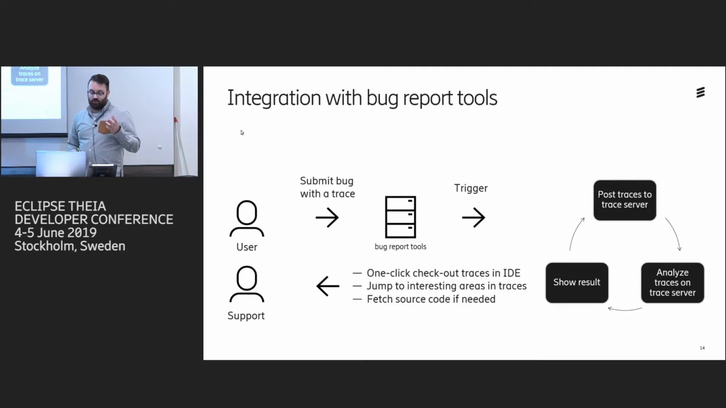And similar to the CI, we can also integrate with bug report tools. If a user enters a bug and they give a trace in the bug, we can do the same process: posting the trace on the server, analyzing the trace, and then showing the result in the tools. Or the support person that will handle the bug can spawn Theia and then look at the trace, for example. So it's a similar thing to continuous integration.